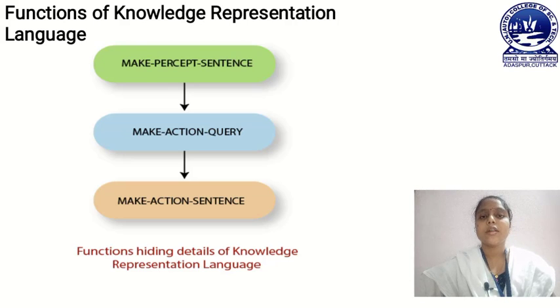Next, functions of the knowledge representation language. In a knowledge-based agent, there are basically three functions used. First one is make percept sentence, then second one is make action query, then third one is make action sentence. These are the three important functions which are used in your knowledge-based agent to perform the operations, that is the tell operation and the ask operation.